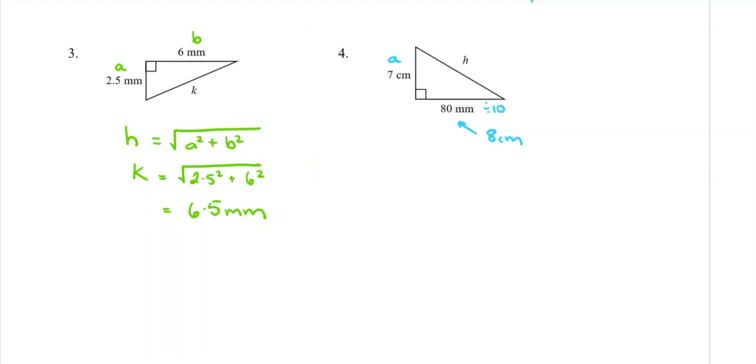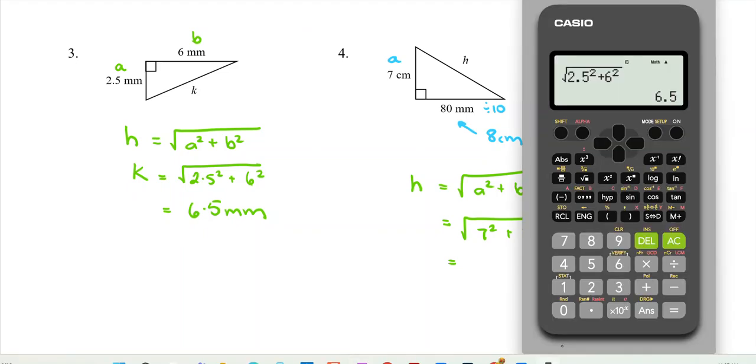All right, let's put our formula down. H equals square root a squared plus b squared. The a is the 7, so it's going to be 7 squared plus 8 squared. Am I going too fast? Third line, type it in. We might get a decimal answer for this one. 7 squared plus 8 squared equals, look at that.